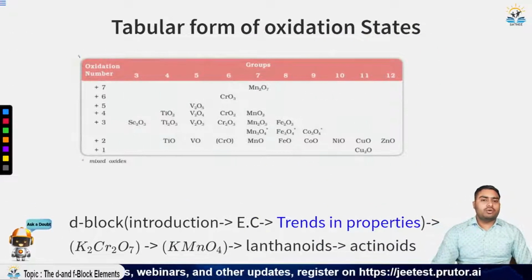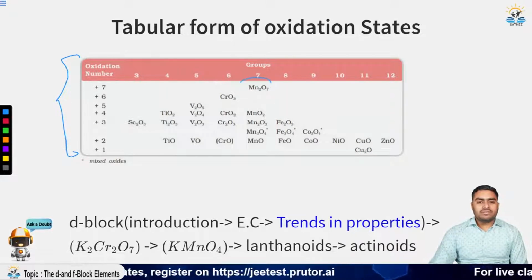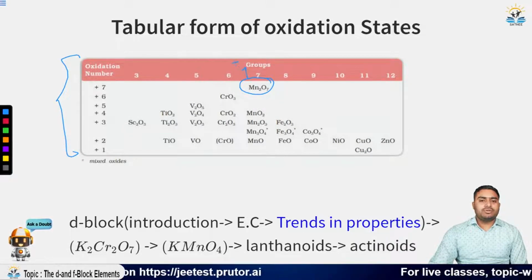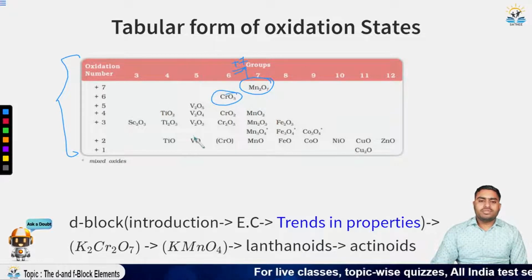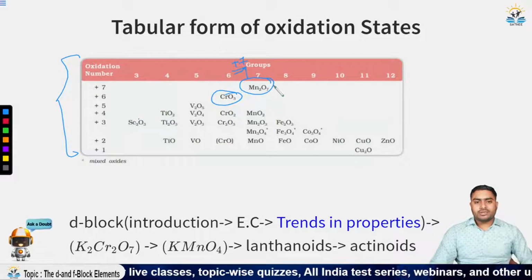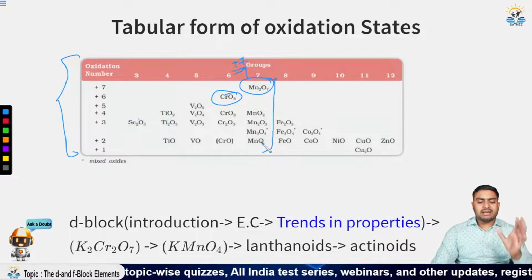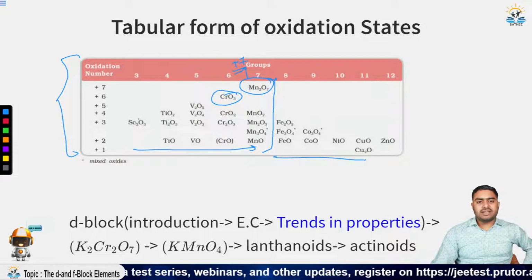Let's move to oxidation numbers or oxidation states. You can see in Mn2O7, Mn has a +7 oxidation state, right? You can see a +6 oxidation state for chromium in CrO3. So from scandium to titanium to vanadium to chromium to manganese, you can see +7 is in manganese. Then the oxidation state decreases. So first the oxidation state increases, then it decreases.